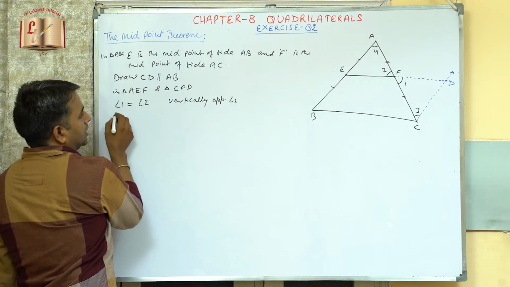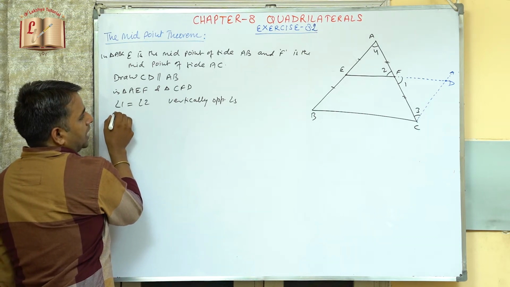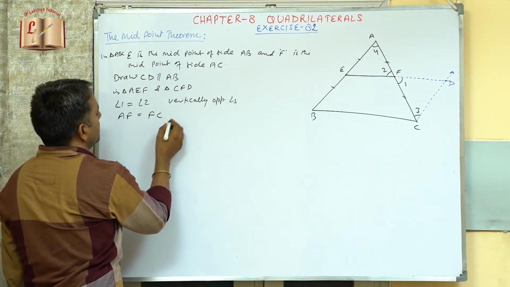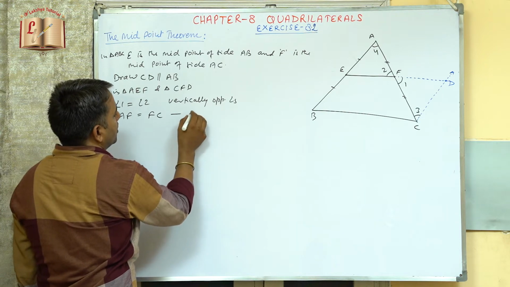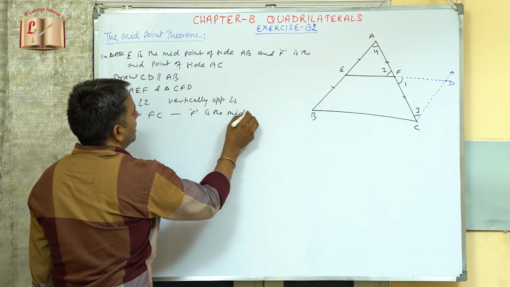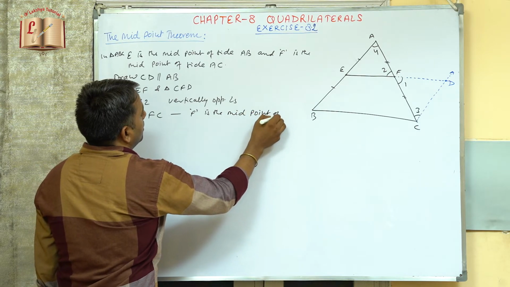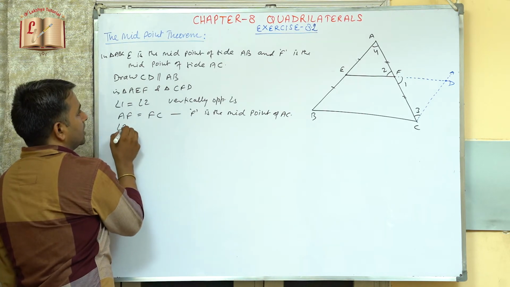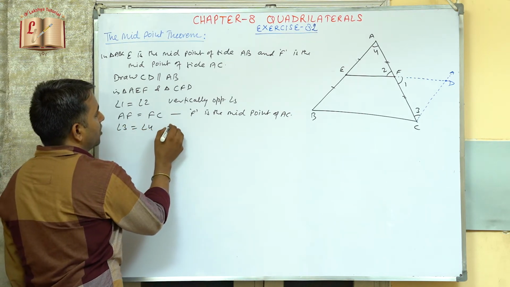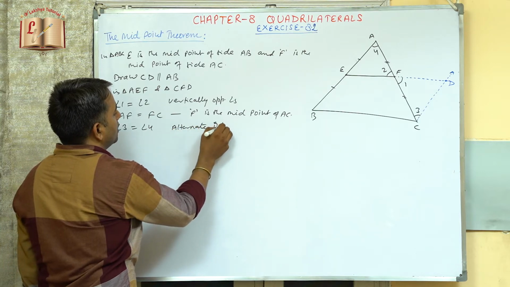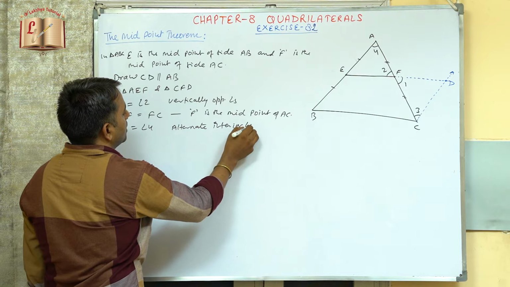And this side AF is equal to FC because F is the midpoint. F is the midpoint of AC. This is already given to us. And angle 3 will be equal to angle 4. These are the alternate interior angles.